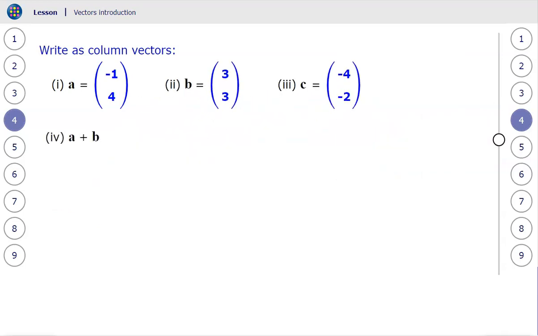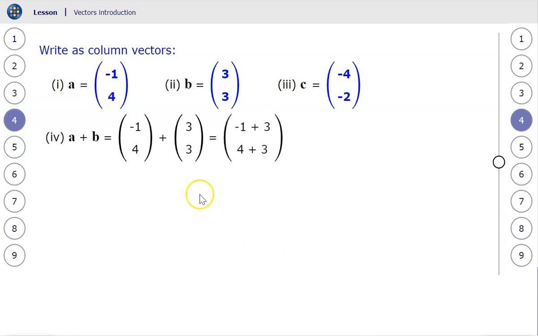So if I think about adding A and B, all I have to do is add their various components together. Minus 1 plus 3 is going to give me 2. 4 plus 3 is going to give me 7. That's going to be my resulting vector 2, 7.